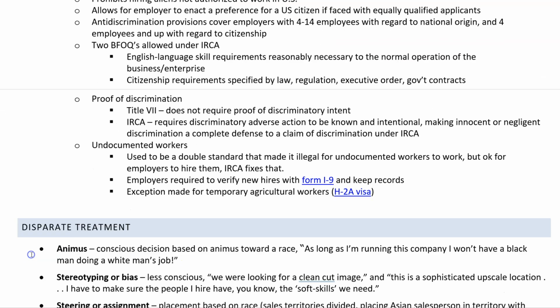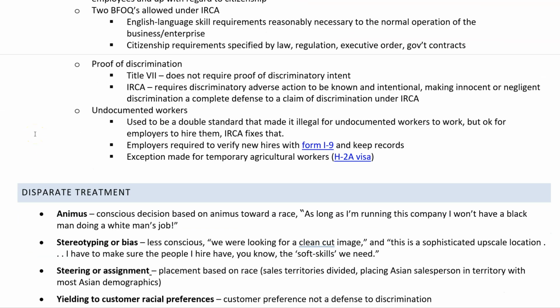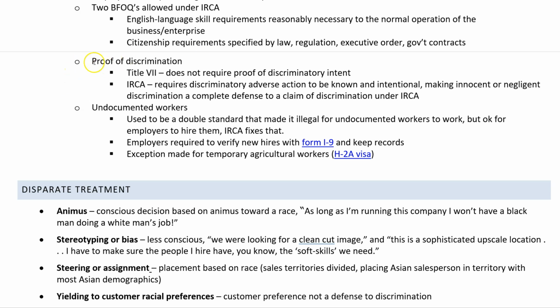So a big difference between Title VII and the IRCA comes with proof of discrimination. Under Title VII, we do not have to show proof of discriminatory intent. An employer could do something that's discriminatory without intending to do so, and then still be held liable. Under the IRCA, it requires the discriminatory adverse action to be known and intentional, making innocent or negligent discrimination a complete defense to a claim of discrimination under the IRCA.